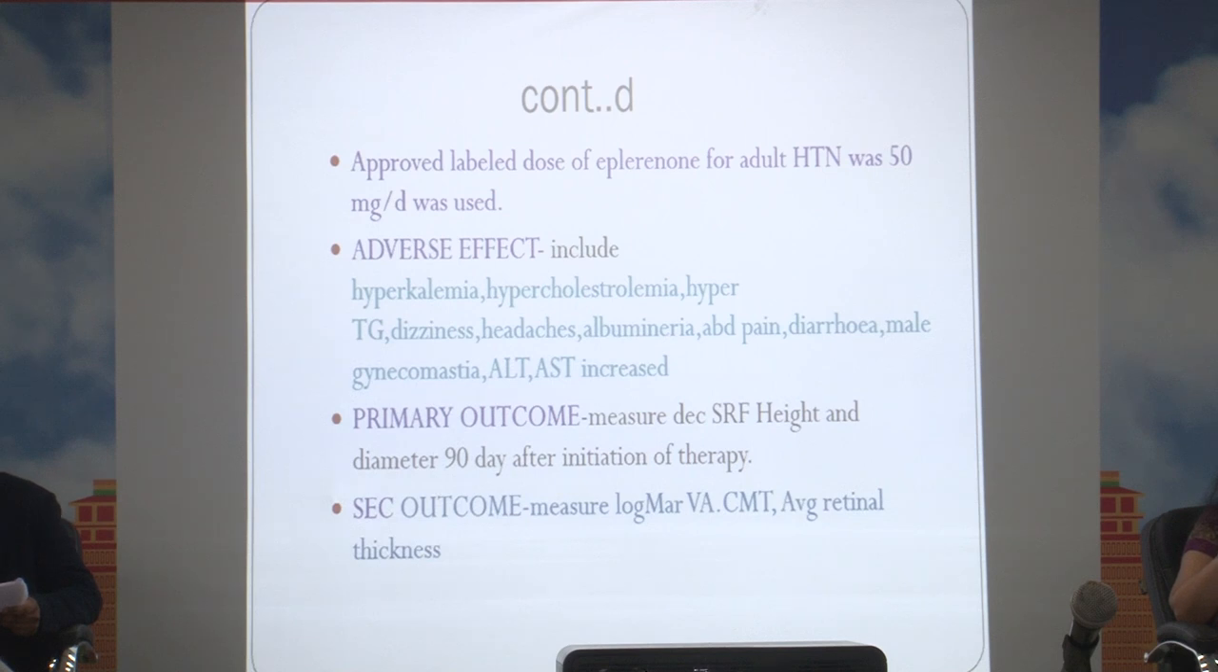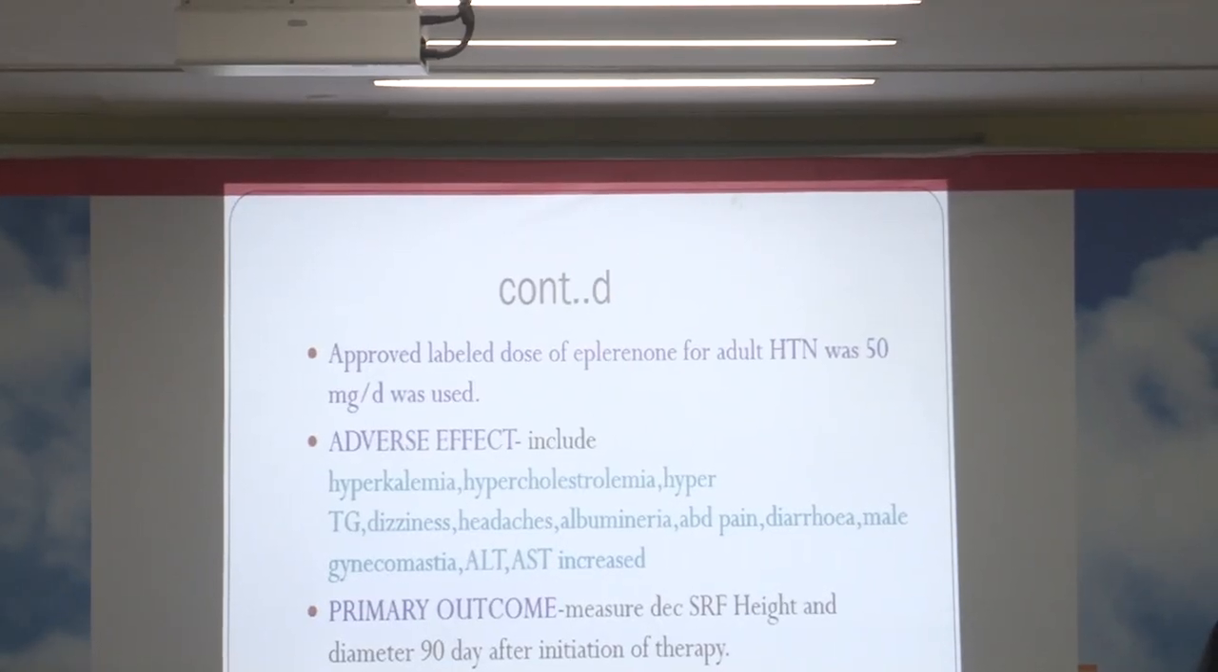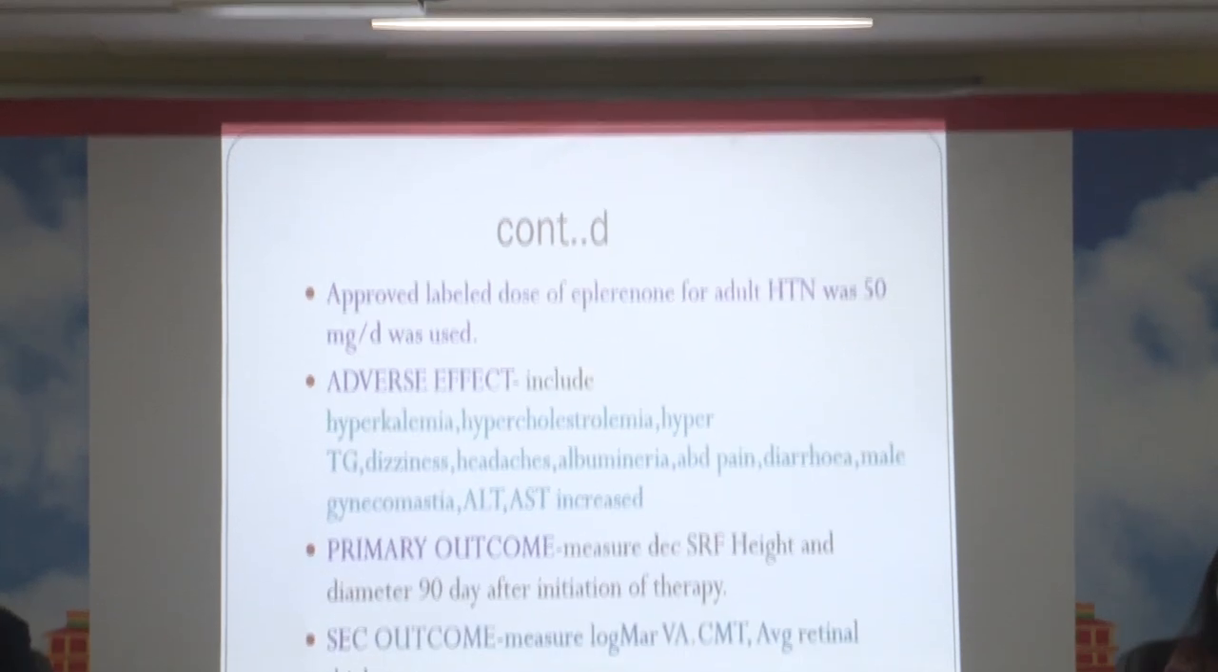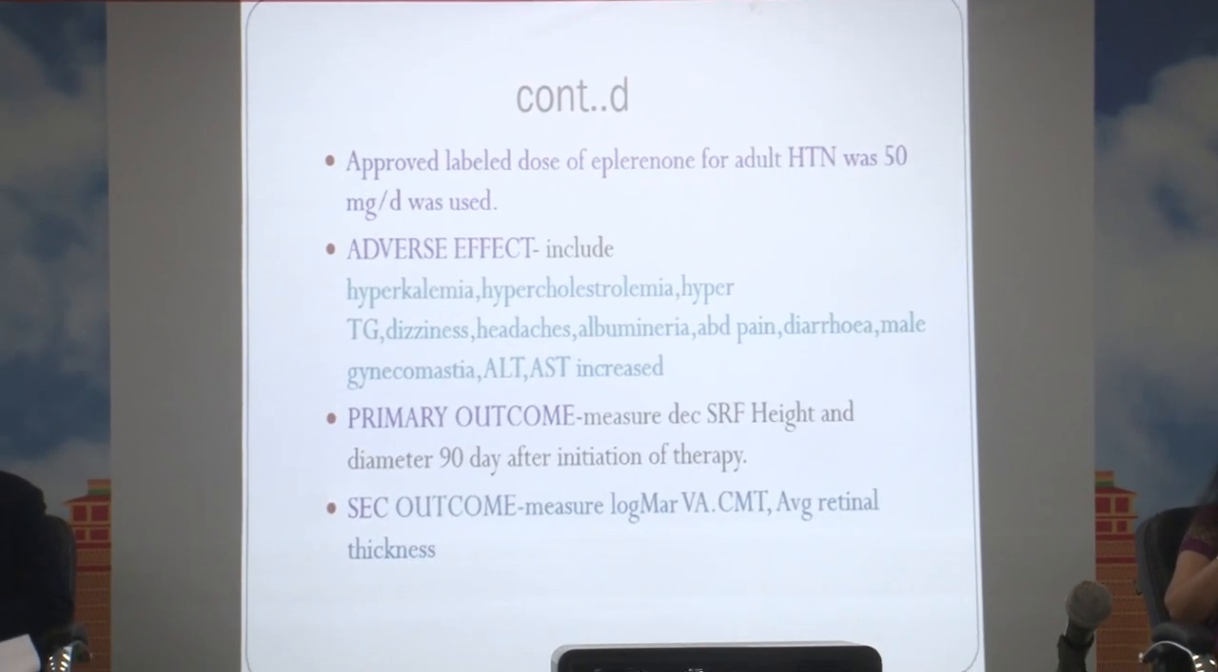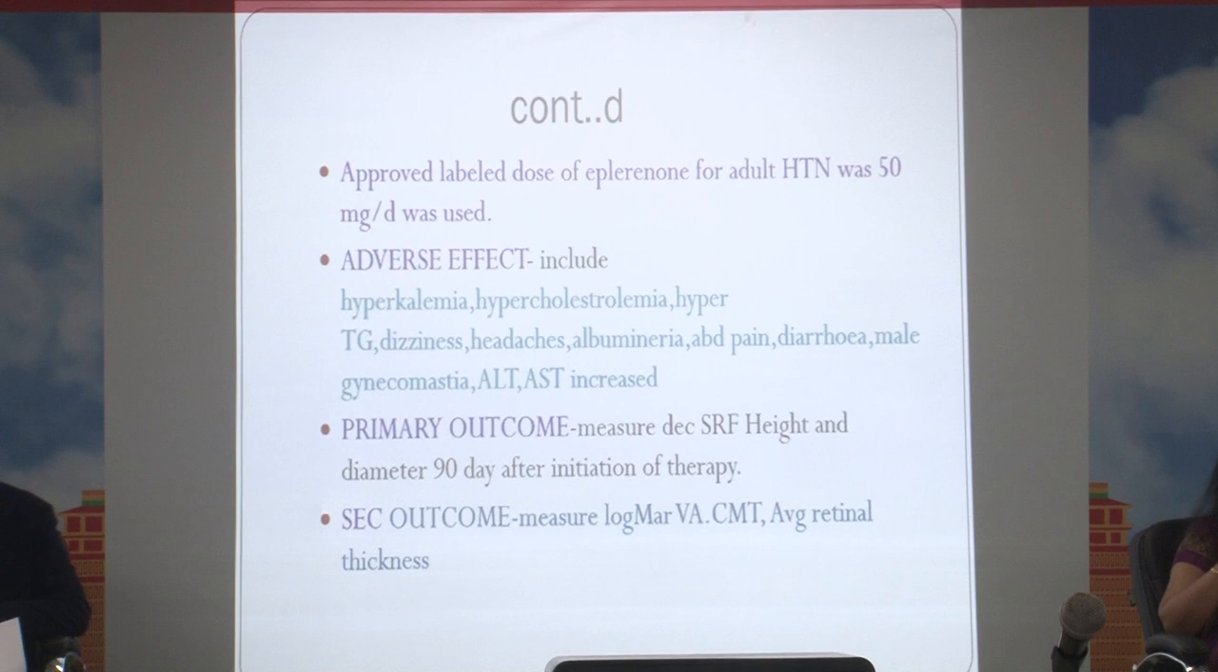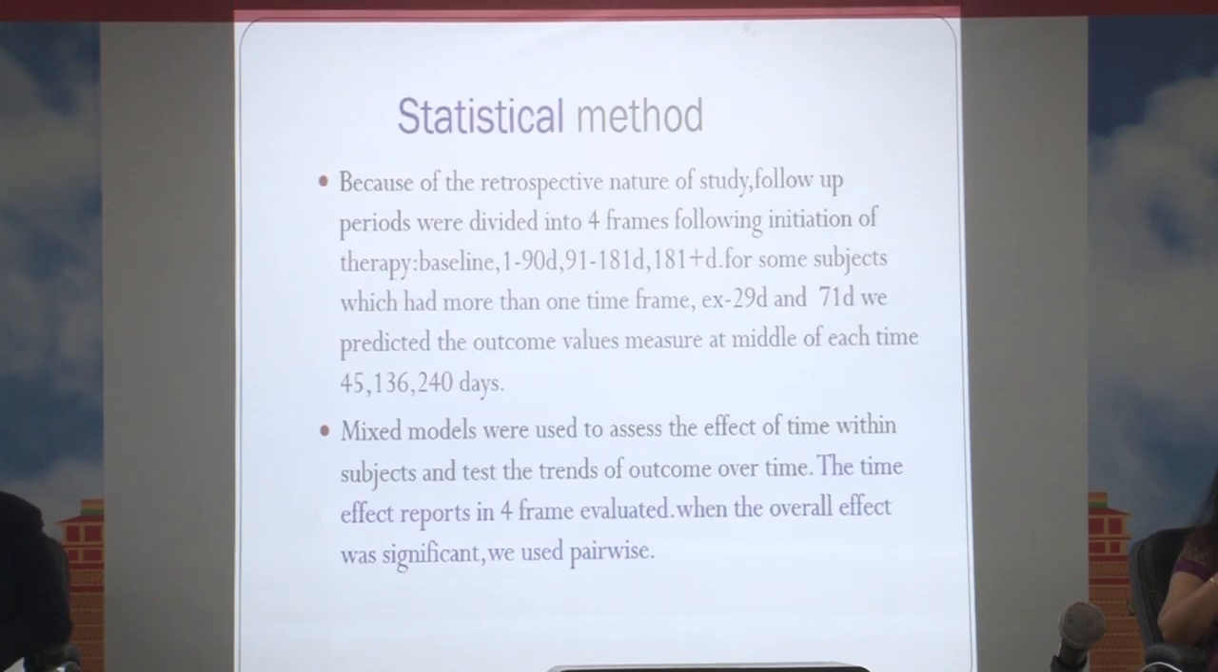Adverse effects include hyperkalemia, hypercholesterolemia, hypertriglyceridemia, dizziness, headache, albuminuria, abdominal pain, diarrhea, mild anemia, and decreased ALT/AST. The primary outcome measure is decrease in SRF height and diameter 90 days after initiation of therapy. Secondary outcome measures are logMAR visual acuity, CMT, and average retinal thickness.